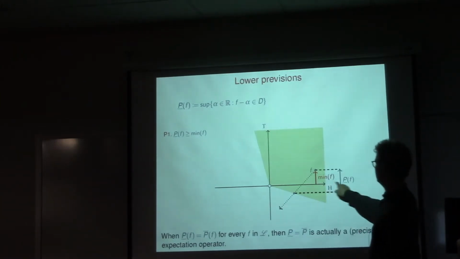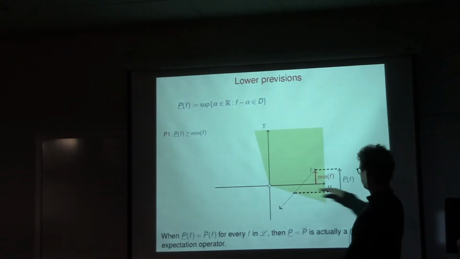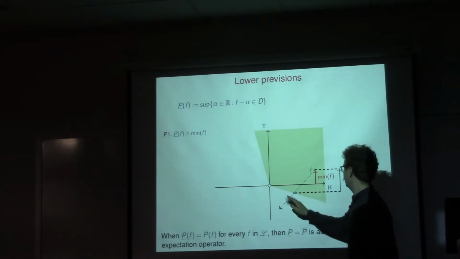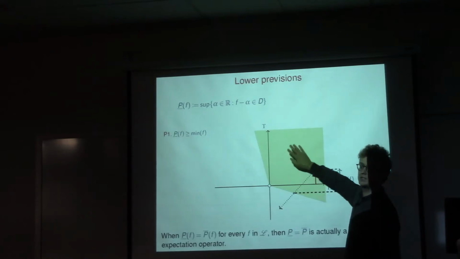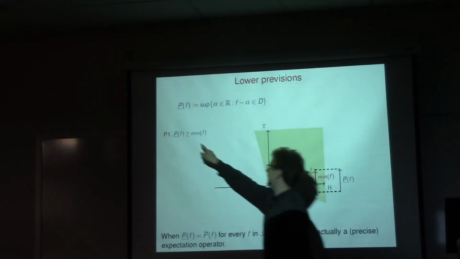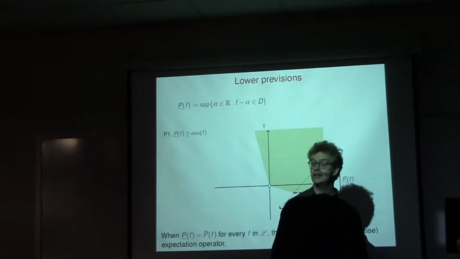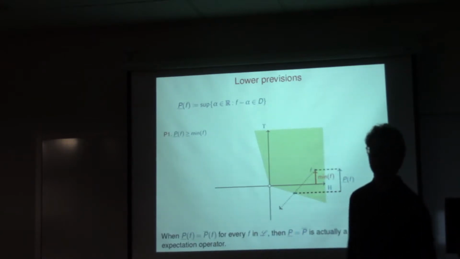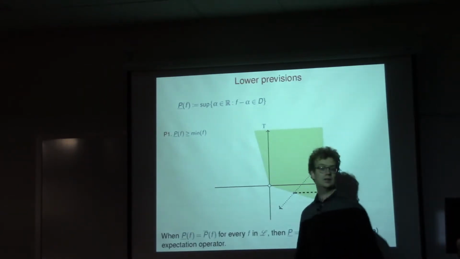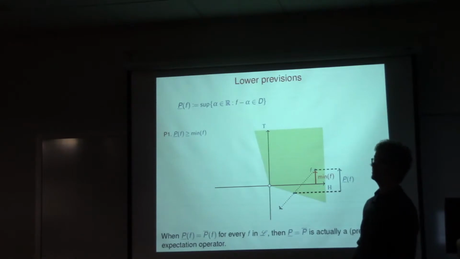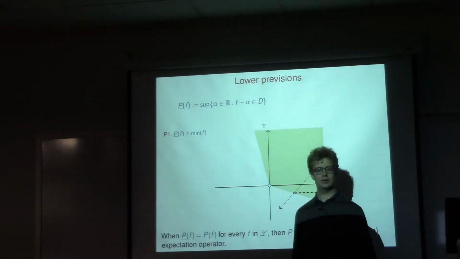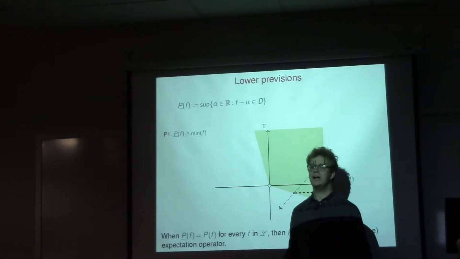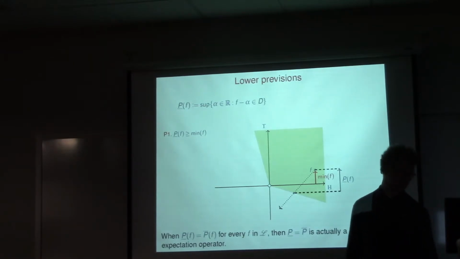Now, when is it equal? That's very easy. Well, it's equal if this ray is actually here. So if my set of desirable gambles is the positive orthant, then here I have an equality for every gamble. And that's actually quite intuitive. If I don't know anything, then the supremum desirable buying price is just the minimum that I can win by this gamble. I won't buy it for anything more than that.